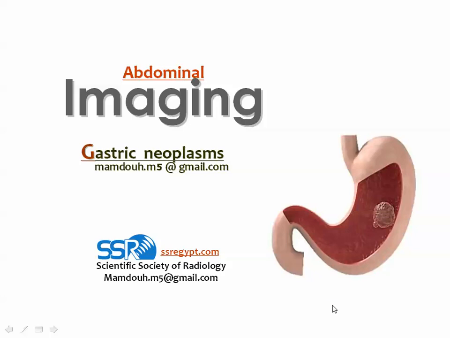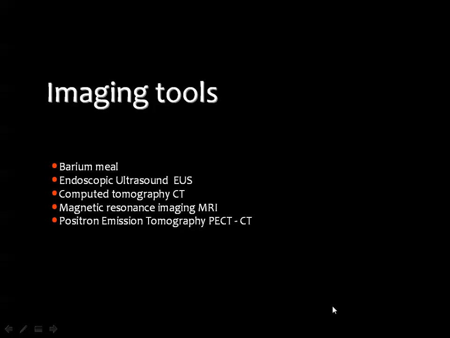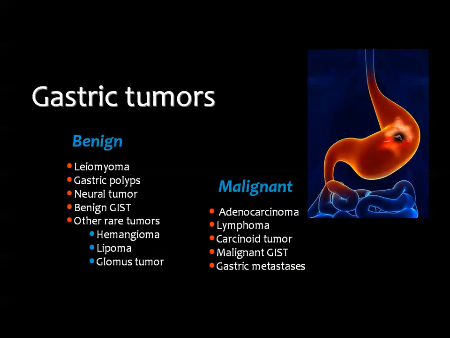We know that the available imaging modalities for the stomach are almost the same as for the esophagus, including barium studies, endoscopic ultrasound, CT, MRI, and PET CT. The lesions in the stomach are either benign or malignant.